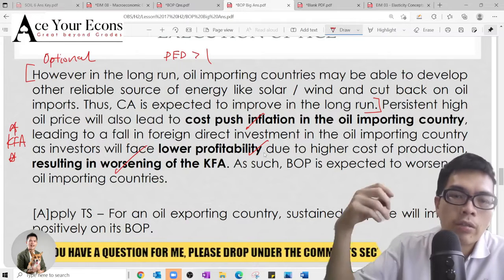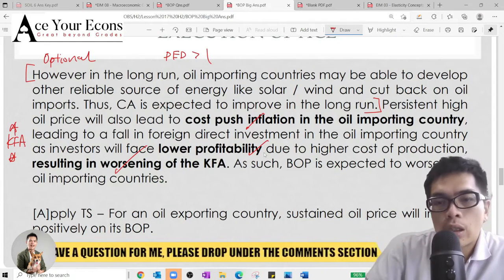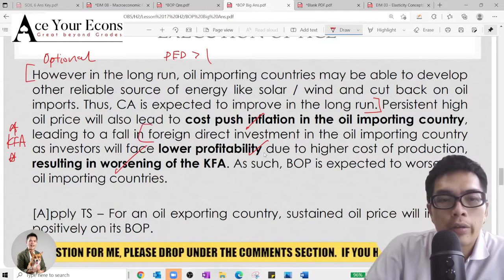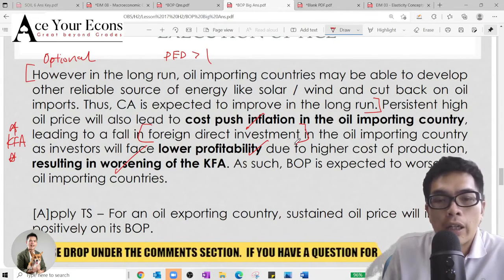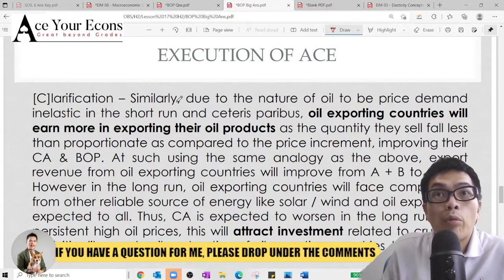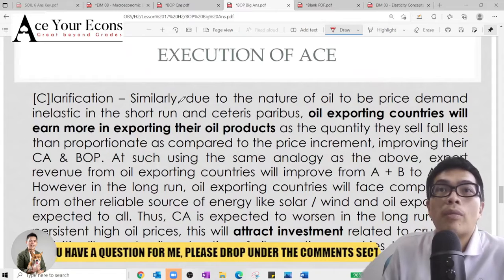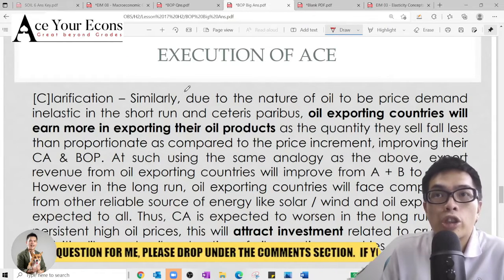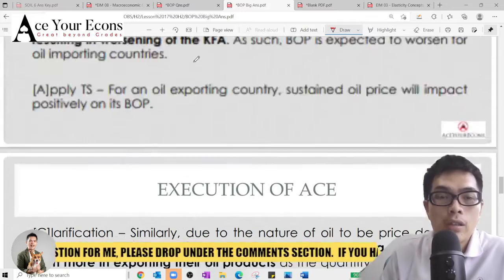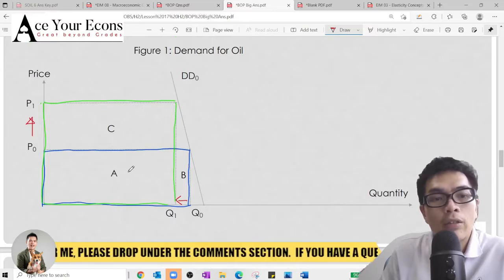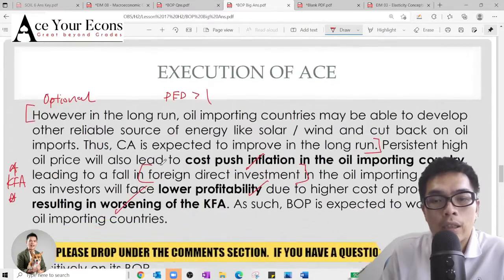So this is how you want to connect between high oil prices and the capital and financial account. You want to relate to foreign direct investments. Oil exporting countries will be the reverse. Oil exporting countries will gain from the oil importing countries with higher oil prices, using the same approach. With higher oil prices, oil exporting countries will experience a gain in revenue from AB to AC.